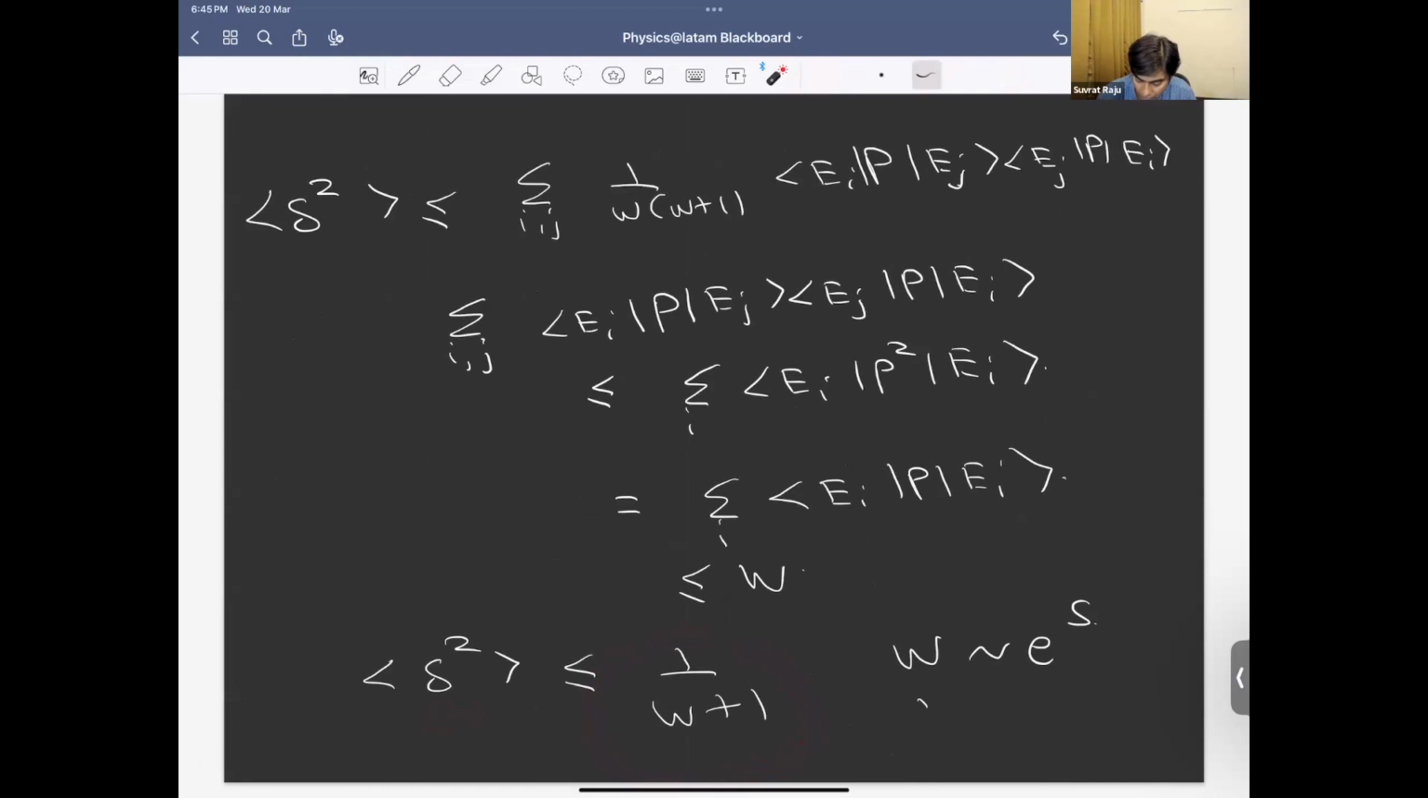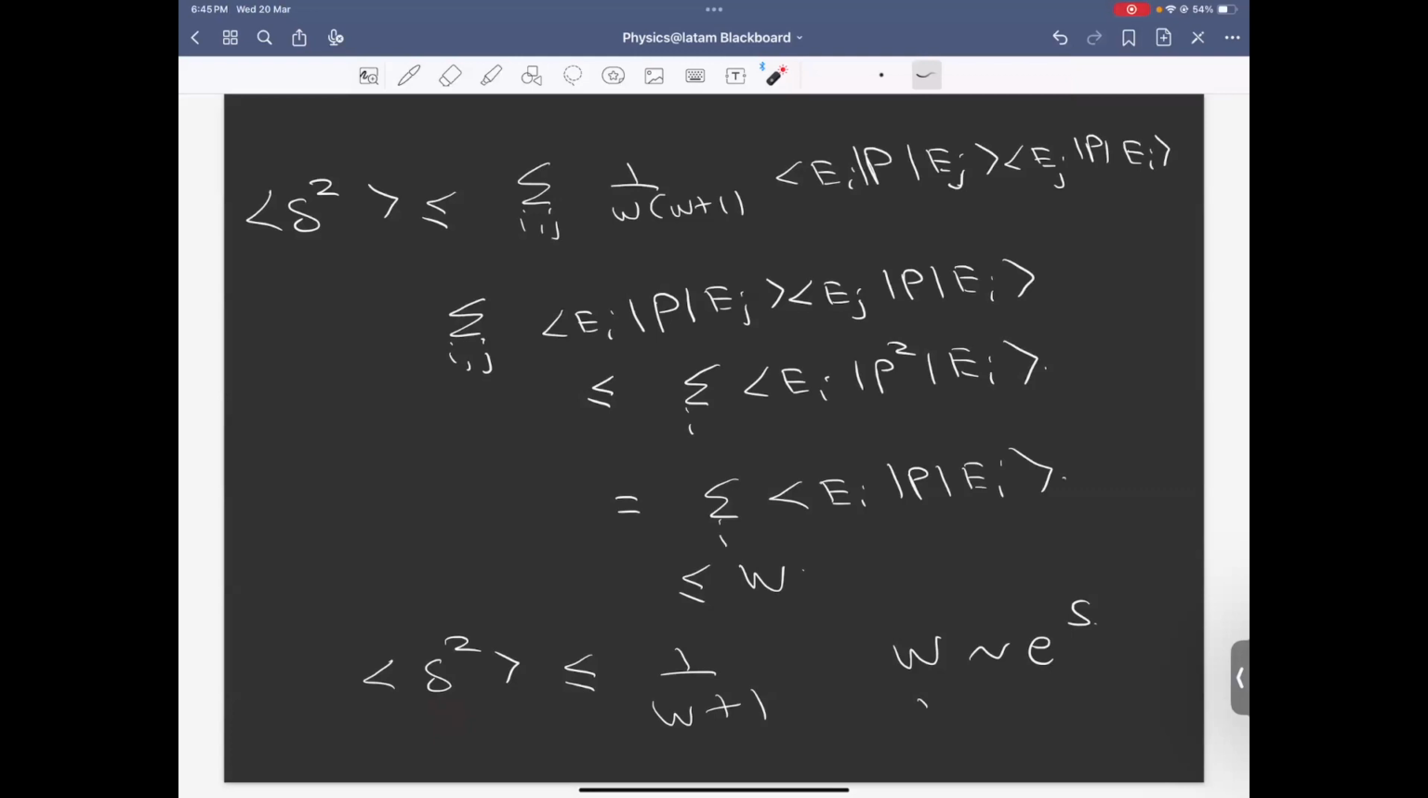Otherwise, since delta squared is positive, if you're going to get that the expectation of delta squared is 1 over e to the S, it cannot be that the volume of atypical states is order 1. If it was order 1, you would already find the expectation of delta squared was order 1, not order e to the minus S. So the atypical states are being accounted for in the measure that we chose. Absolutely, because all states are being accounted for.